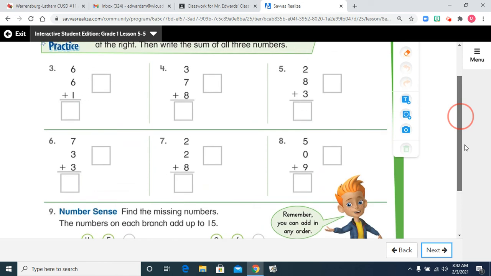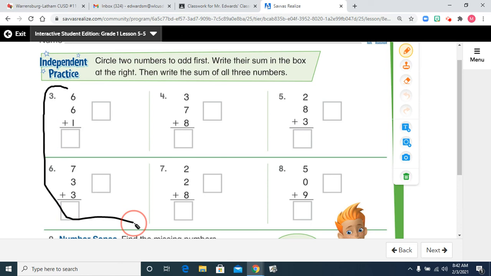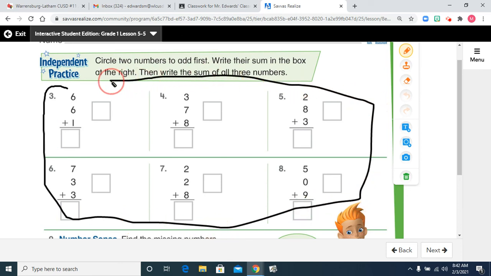I want you to do numbers 3, 4, 5, 6, 7, and 8. Okay, so what they want you to do is they want you to pick two numbers first. So when you pick two numbers, say you pick 6 and 6, draw a caret to the box so that I know that you added 6 plus 6 and not 6 plus 1. But it doesn't matter. You can pick any two that you want. Do 6 plus 6 here, and then after you're done with that, you have this number plus the last number to get you the answer. Okay, you're going to do that for all 6 of those problems.